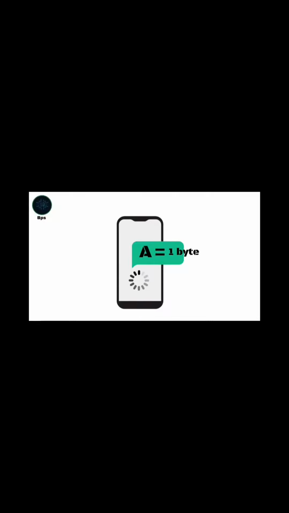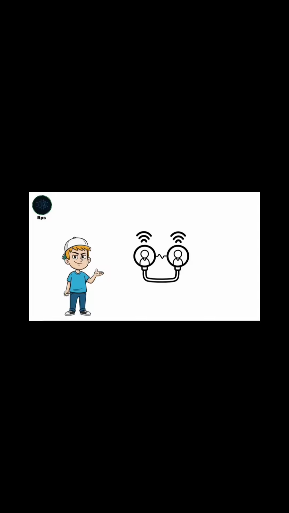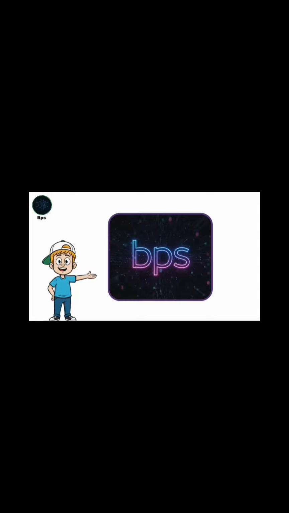To put it in perspective, sending just one character like the letter A, which is 8 bits or 1 byte, would take 8 full seconds at 1 BPS. Of course, no modern connection is that slow. But BPS forms the base of every other speed unit you see: kilobits, megabits, gigabits, and beyond. Whenever you see internet speed, it's actually talking about how many bits per second your connection can handle.